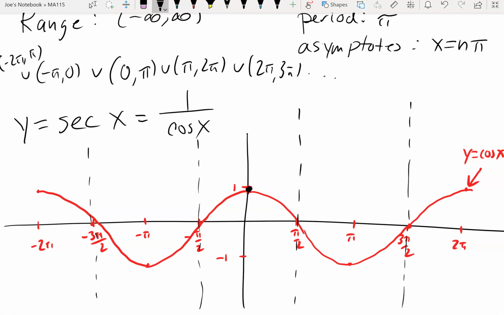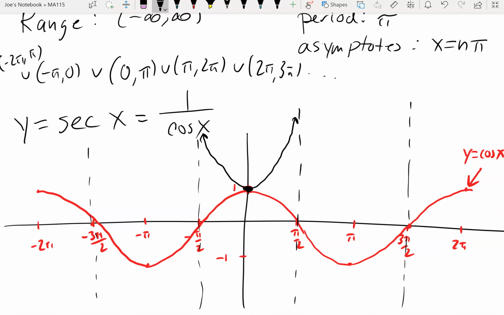What's the secant going to be here at 0? Well, cosine was equal to 1. So what's the secant going to equal if cosine is 1? 1, right? So it'll be right there. And then I have to get close to the asymptotes, right? The graph has to get close to the asymptote. So I have to go this way and this way.